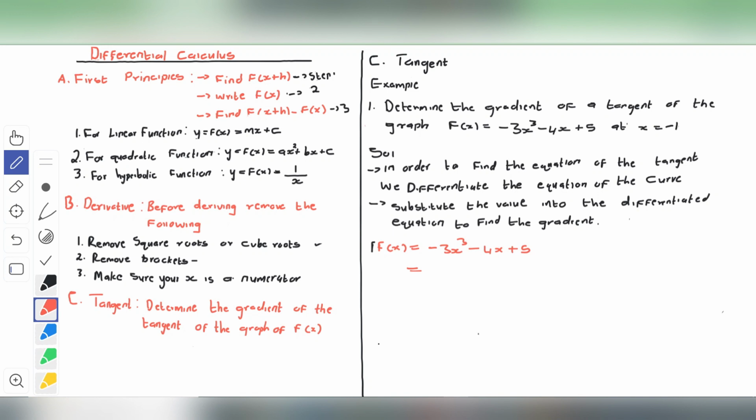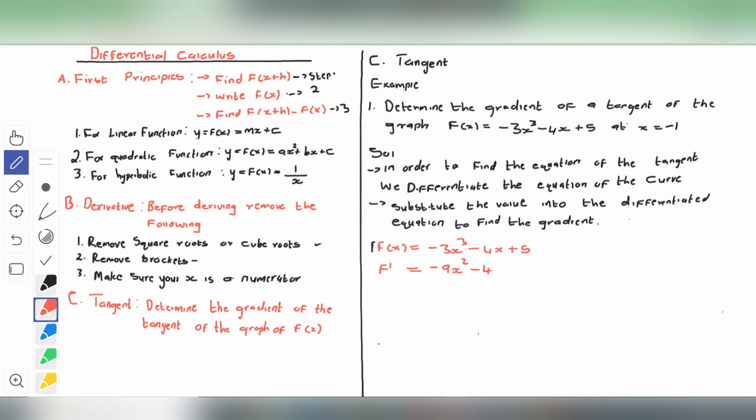Now we're going to remember that whenever we differentiate, we check this thing. Do we have the roots? No, we don't have the roots. Do we have the brackets? No, we don't have the brackets. Is our x a numerator? Yes, all of our x are the numerator, so meaning we can differentiate. Therefore, we know whenever we differentiate, we're going to have negative 9x squared minus 4, right?